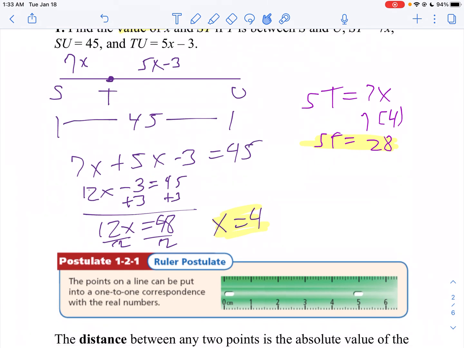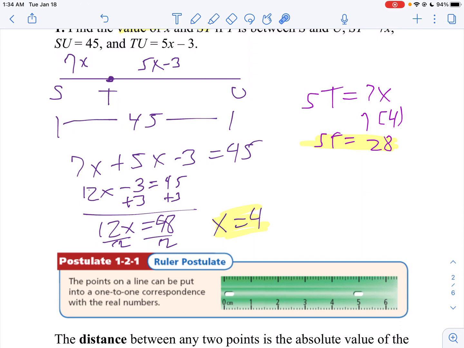Another postulate we have is called the Ruler Postulate. And what it says is this. I can label any point 0 and any other point 1. What that does, that allows me to measure in different units. I can measure in centimeters, inches, yards, miles, kilometers, diphthongs. I can make my own units if I want.